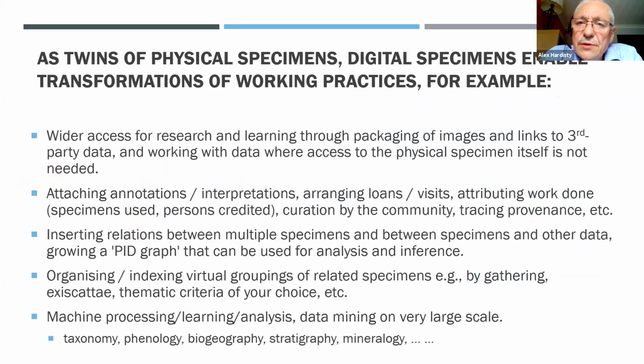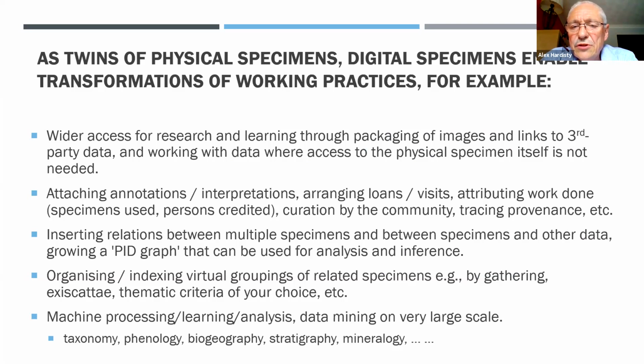As twins of physical specimens, digital specimens enable transformations of working practices in the future. For example, they permit wider access for research and learning through the packages of images and links to third-party data, and the ability to work with data where access to the physical specimen itself is not needed. Digital specimens allow us to attach annotations and interpretations, not just to a single specimen, but to all of the duplicates of that specimen that may exist in different collections.